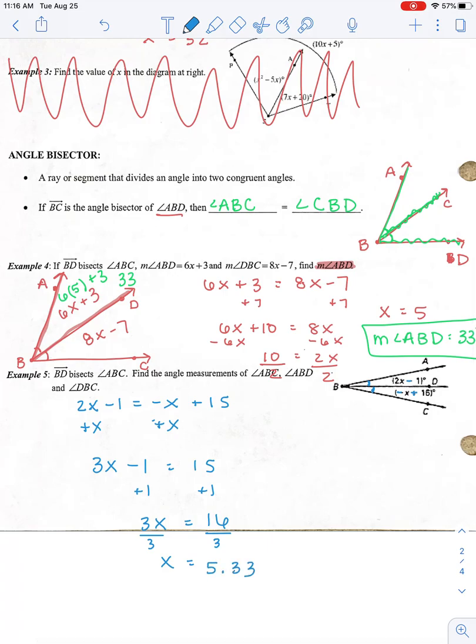And I get 5.33. So that's what x equals, but we didn't want what x equals. We want to find all the different angle measurements. So what we have to do is plug it in. If I plug it into that top angle, 2 times 5.3 minus 1 equals roughly 9.66. That means that this angle is 9.66. And if they're the same, that means that this angle is 9.66, which means the whole big angle, the measurement of angle ABC, if I add those together, is somewhere around 19.33 degrees. Awesome.